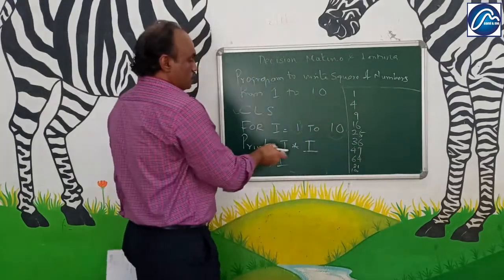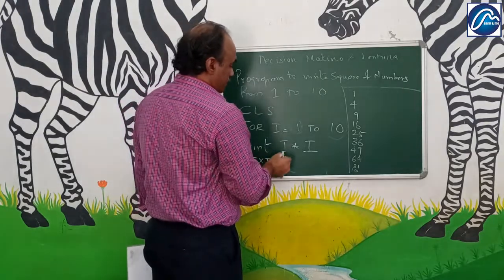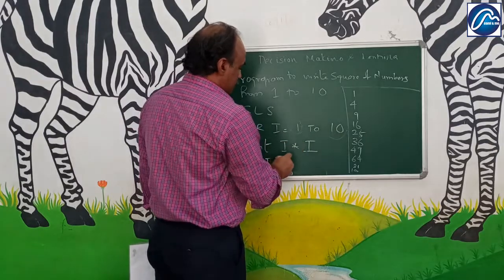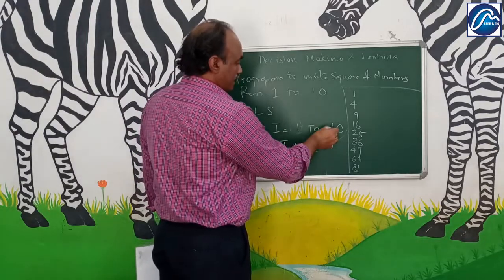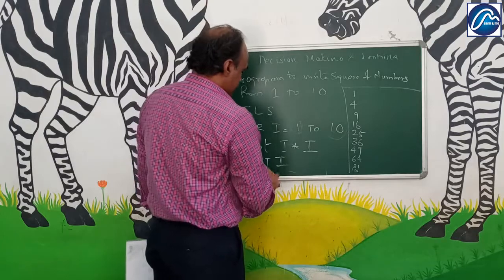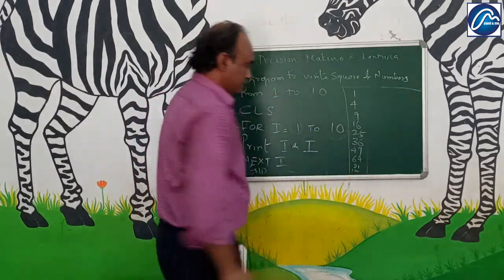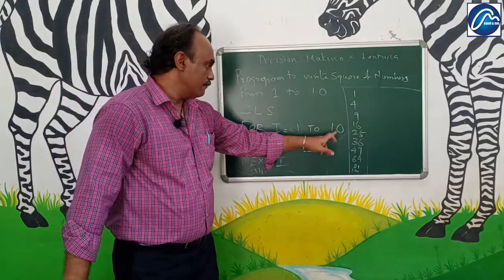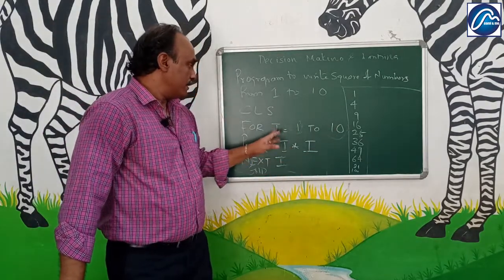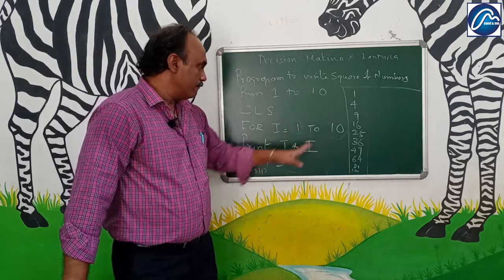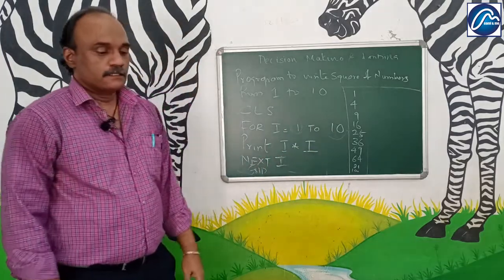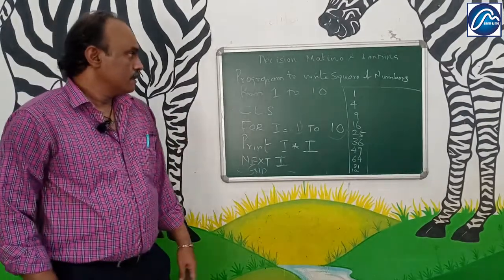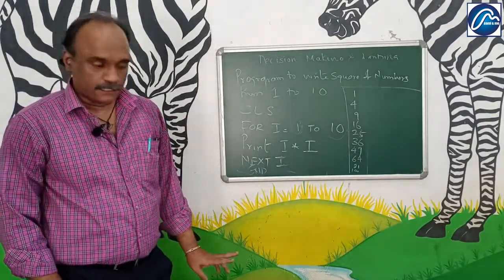See what happens, when the number I takes the value 10, the next I, there is no value above 10, so the program ends. We will get the answer like this. Understand? This is the initial value, this is the final value. When the variable takes the final value, the program ends. This is the speciality of the for next statement. Understood? I hope the things are clear to you.